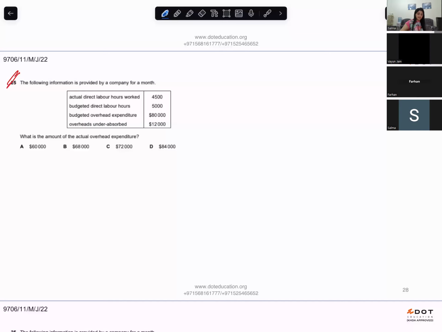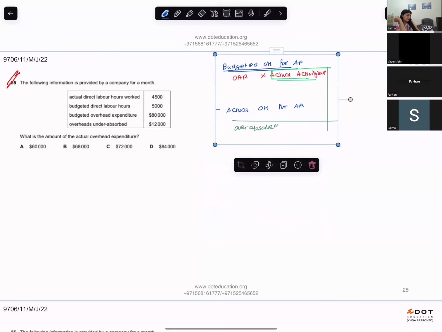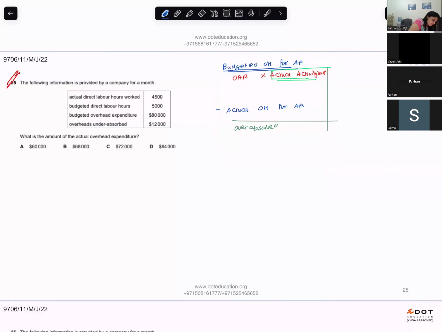We are doing the PPT of overhead absorption that we had left incomplete yesterday. What do they want from us? The actual overhead expenditure. So for actual overhead expenditure, first we need the OAR.